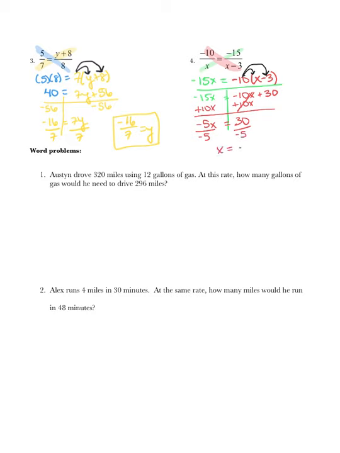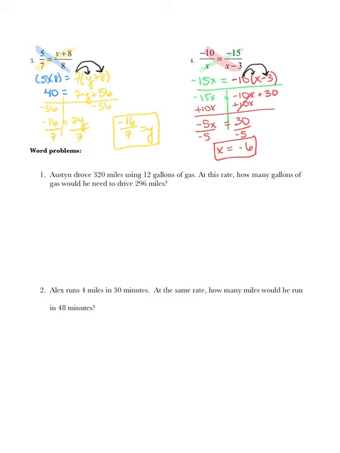X equals negative 6. The tricky parts here are going to be keeping track of your signs. Please don't do this in your head. Please show every step.